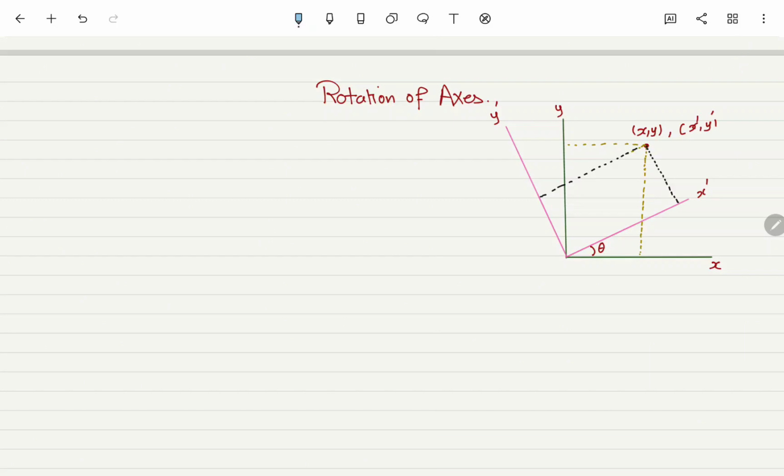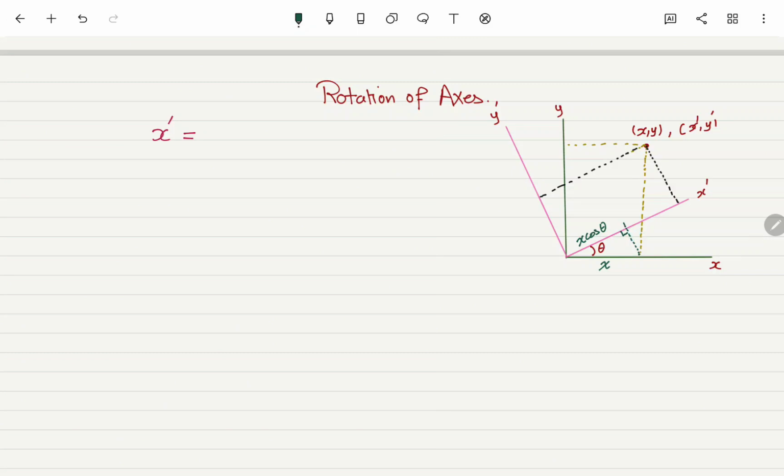So let's find the relation between x prime and x. If this is theta here, and this angle here is 90 degrees, this is a right angle triangle. Now cosine theta is equal to this part here divided by this one here. And remember, this one here is the intercept for x. This one is x. So this one will be x cosine theta.